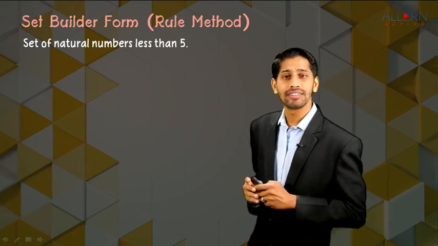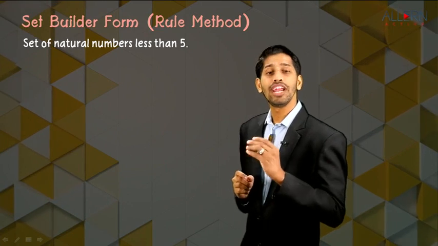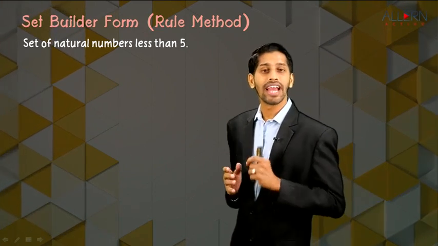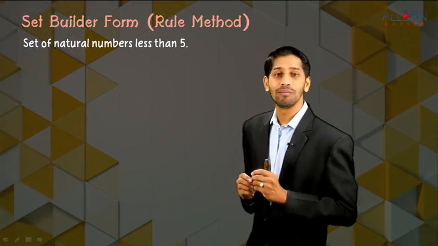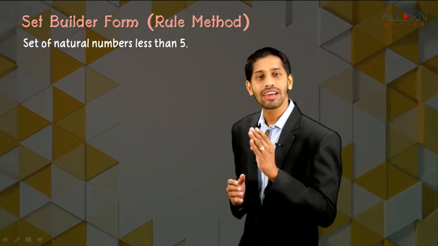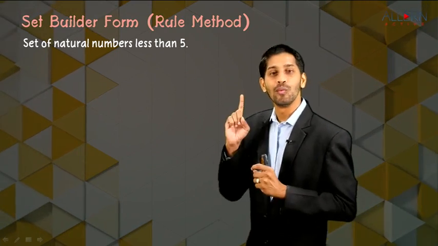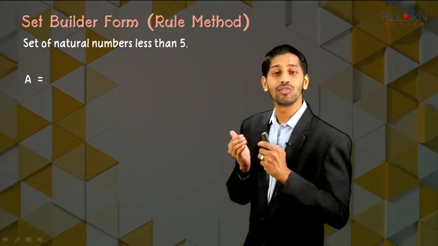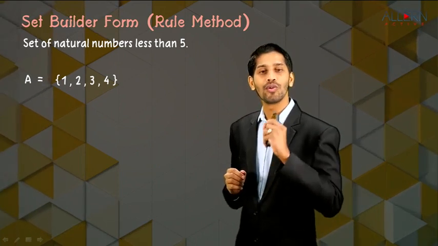So the example is: set of natural numbers less than 5. First of all we need to identify which are the natural numbers less than 5. We know that natural numbers always start from 1, but we want those natural numbers which are less than 5, and when we say less than 5 that means we need to stop at 4. Therefore the set of natural numbers less than 5 is 1, 2, 3, 4. So we can write in roster form A is equal to curly bracket 1, 2, 3, 4.